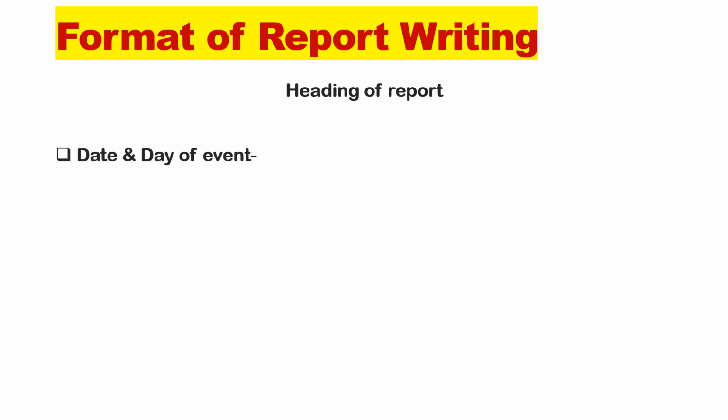After that, you need to mention the date and day of the event. Generally, the DDMMYY format is followed, that is date, month and year format. Also, you need to mention the day of the event. Along with date and day, you need to mention the time of the event, that is, from-to time is expected here.